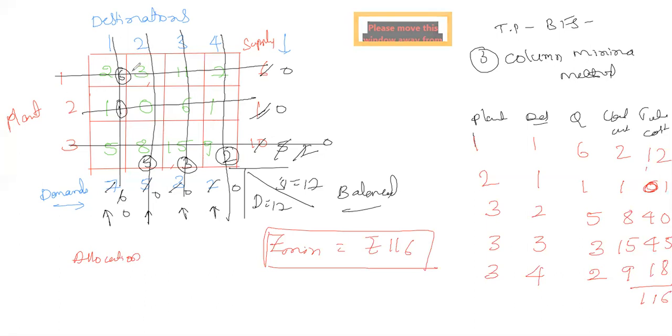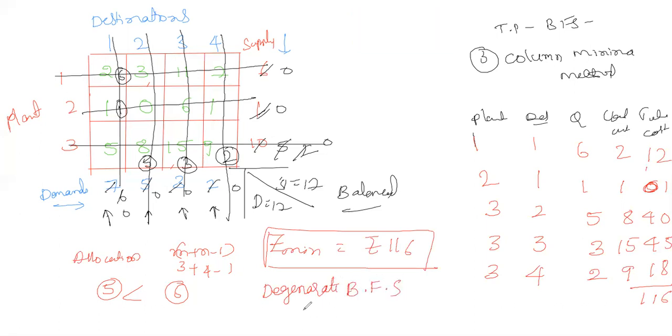Here the allocation is 1, 2, 3, 4, 5. Number of allocations is 5, and m plus n minus 1: m is here 3, n is 4, minus 1. It is 3 plus 4 is 7, 7 minus 1 is 6. Here the number of allocations is less than m plus n minus 1. Still, it is not equal. So such a solution is called degenerate.